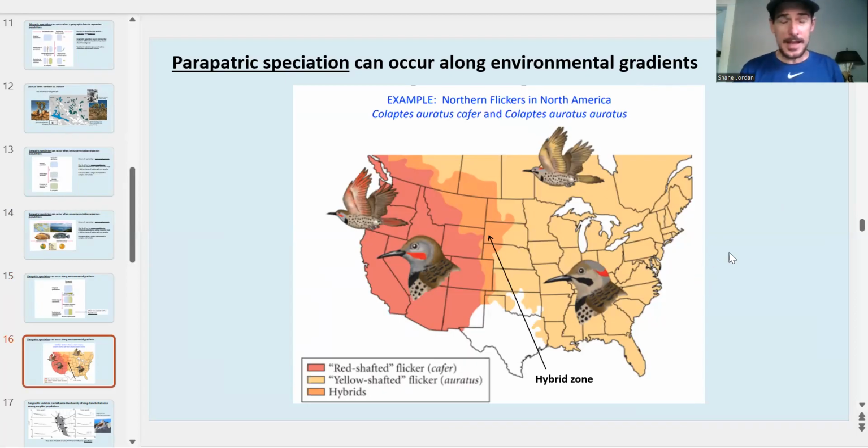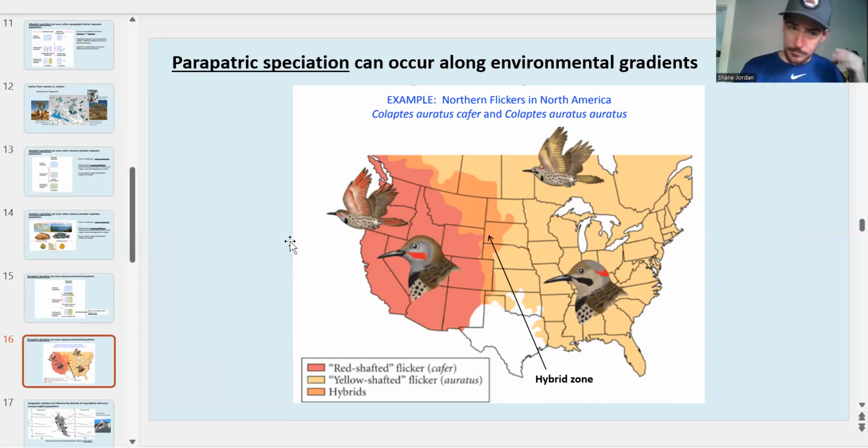And these birds have two different separate populations on either side of the continent. We have these red-shafted flickers on the western side of North America, the western side of the United States, and we have these yellow-shafted flickers that occupy more of the eastern part of the United States. But in the middle, where these two populations often meet, there's this thing called a hybrid zone, where individual red-shafted flickers might still be able to mate with individual yellow-shafted flickers and form healthy hybrid offspring.